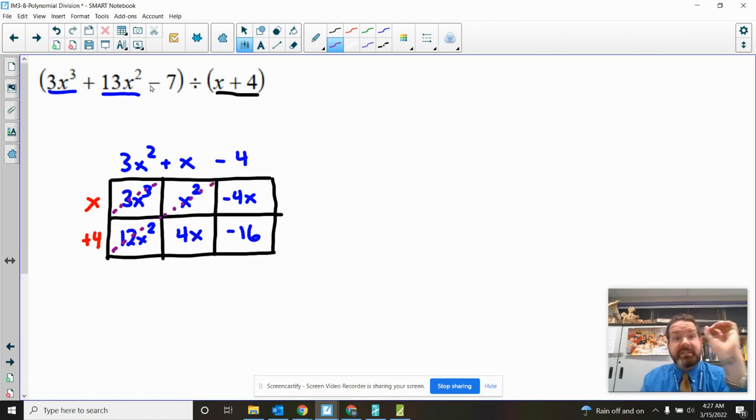4x and negative 4x is 0 x's, which is what I need because there's no x term showing up here. I need a negative 7. I have a negative 16. Okay, that's not a problem.